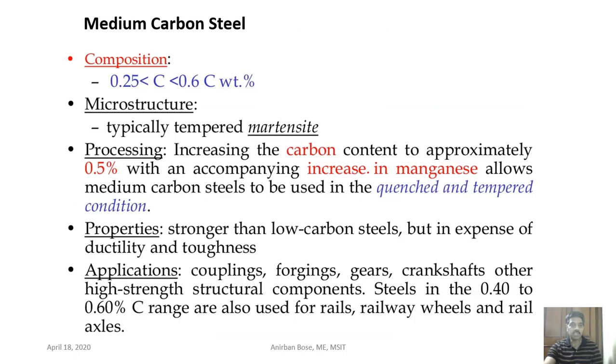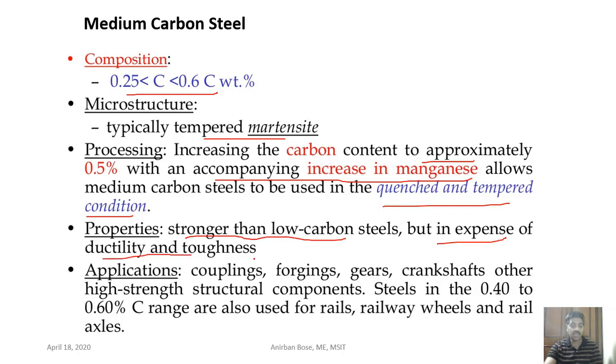Now coming to the medium carbon steel. Medium carbon steel, already we know, is the carbon percentage between 0.25 and 0.6. Microstructure, it can be heat treated well, so tempered martensite. Processing, carbon content can be approximately 0.5%, accompanied with increasing manganese, because manganese helps to move the bainite nose so that the quenching and tempering will be easier. Now the properties are stronger than low carbon steel, but at the expense of ductility and toughness. So ductility and toughness decrease because the carbon percentage is now increasing, so it becomes stronger.